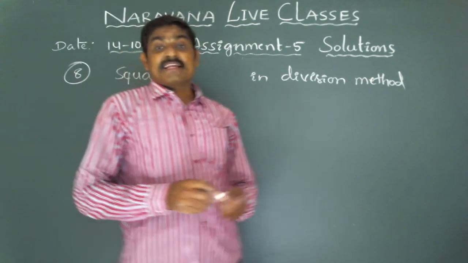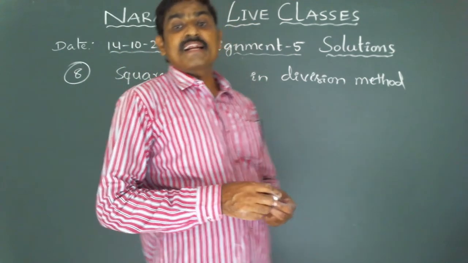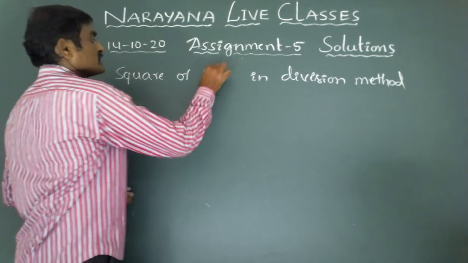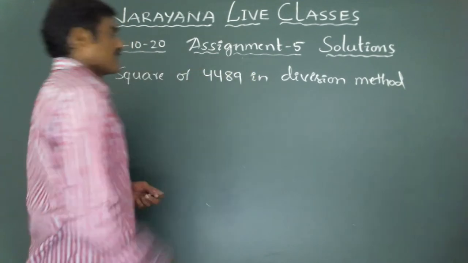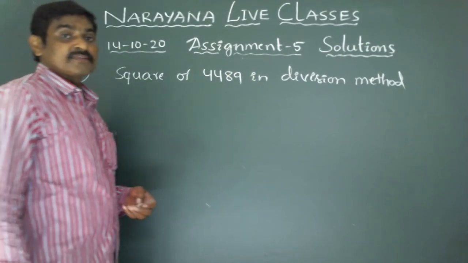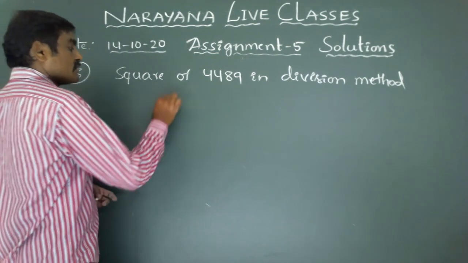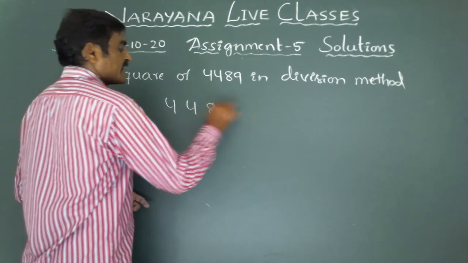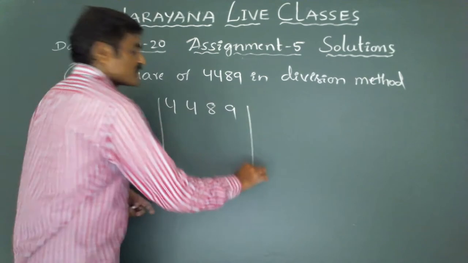Now the second one is given here: 4489. This is the second one. Yes, here also we have 4 digits, 4489. Now, what is the first step?